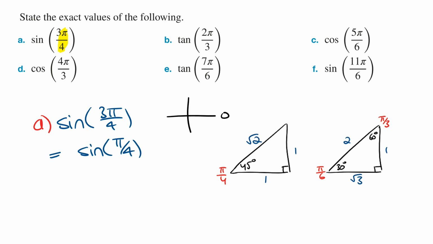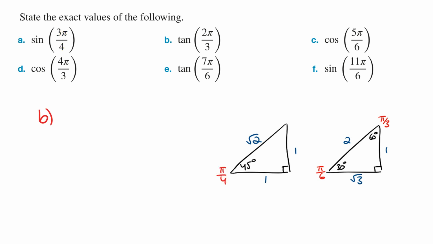3 pi on 4 is 3/4 of a pi. 3/4 of a pi means that we're in the second quadrant. In the second quadrant, we know that sine is positive. And so this means that sine of 3 pi on 4 is going to equal the positive of sine of pi on 4. Looking at the triangles, sine of pi on 4 is going to be opposite over hypotenuse, which is equal to 1 on root 2. And so sine of 3 pi on 4 is equal to 1 on root 2.